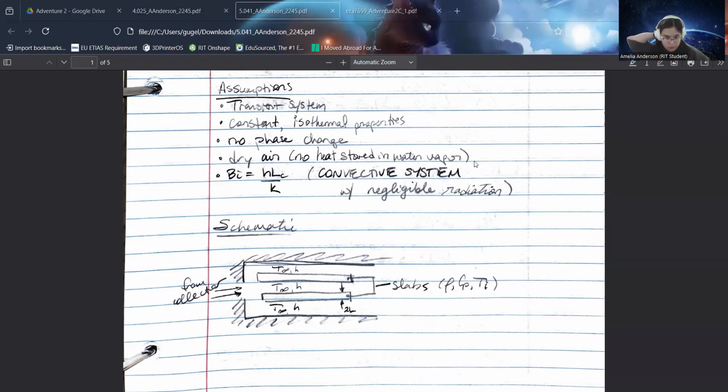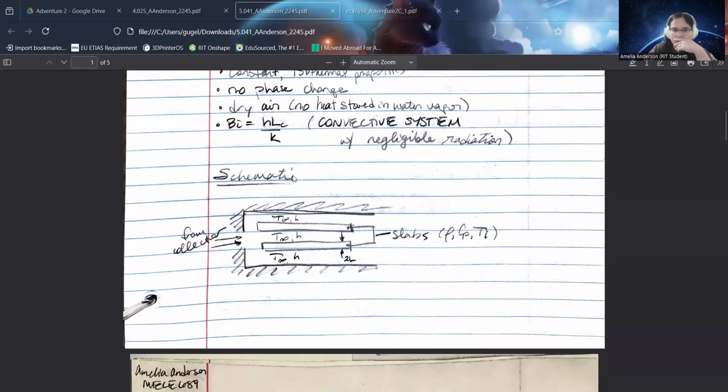We're also going to assume, because it's a convective system and we're going to ignore radiation, that our Biot number is represented by h times the characteristic length divided by the thermal conductivity. So here's our system. If you want to pause here, go ahead.